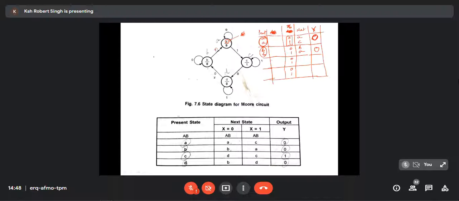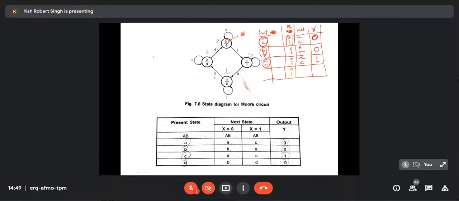Now let me go to C. When it is C, it goes to C itself when input is 1. From C, when input is 0, it goes to D. And when the present state of the circuit is C, the output is 1. You can also write 1, 1, no problem.